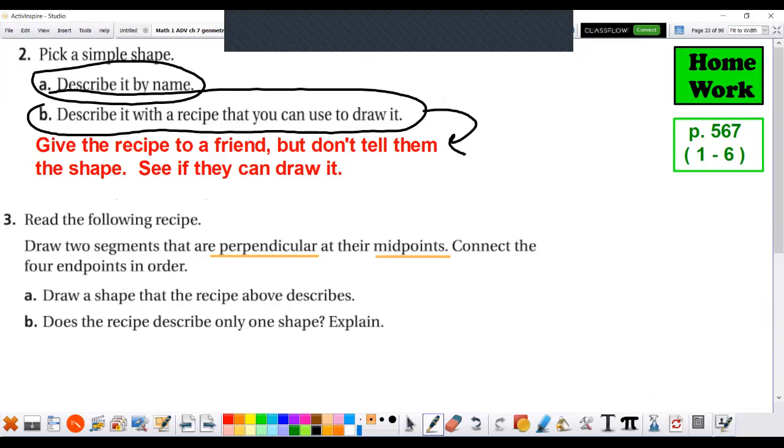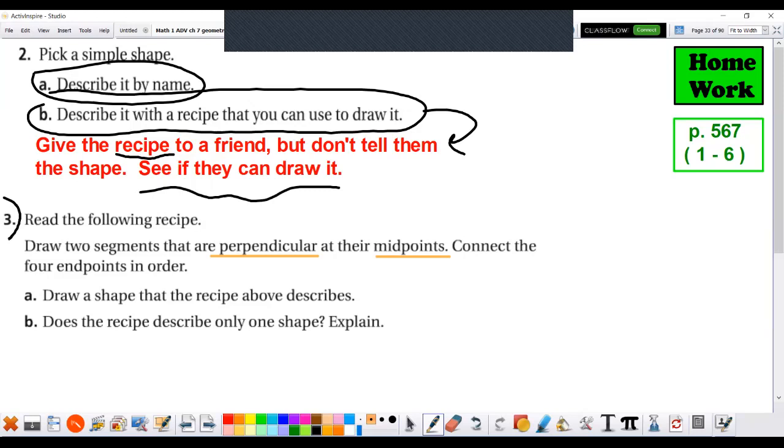Then here's what I want you to do. Give the recipe or the directions to a friend. So normally you do it with a partner in class, but do it with someone around the house. Don't tell them the shape. See if they can draw it. So how well can you write down directions? That'll be fun. And number three, normally in class, I'd take some people's directions and I intentionally try to be kind of silly and follow your directions in a strange way.